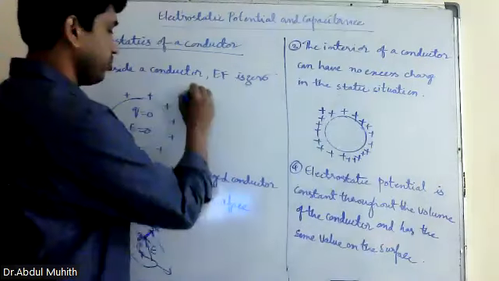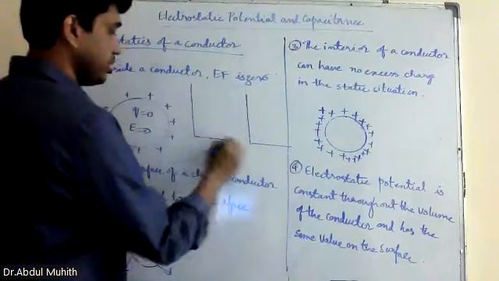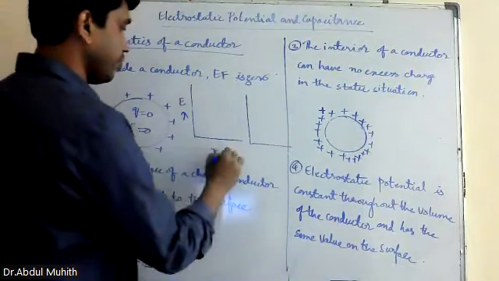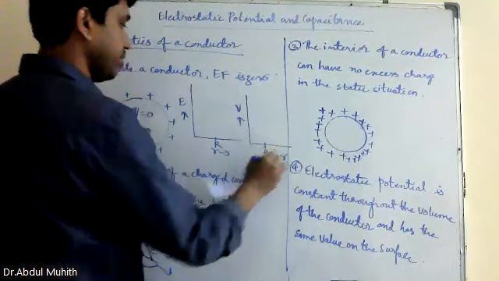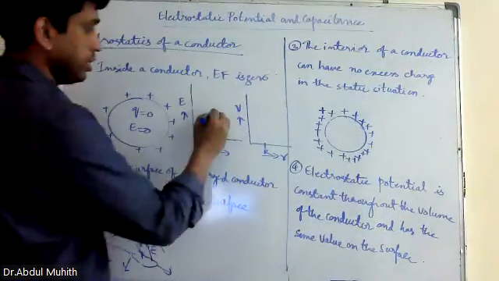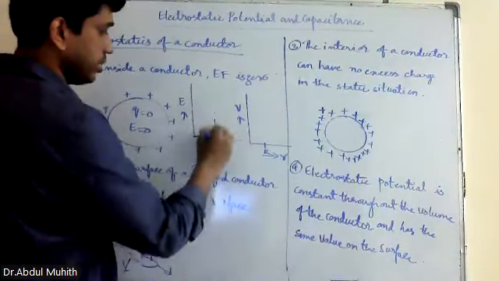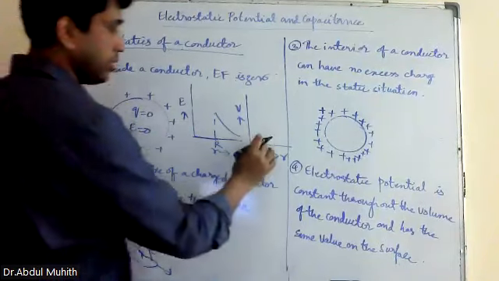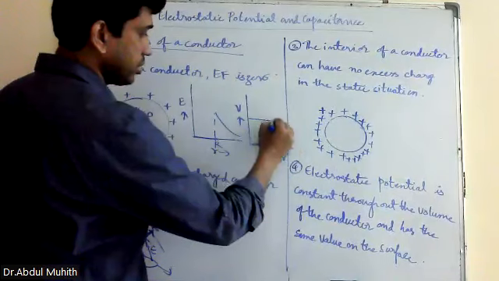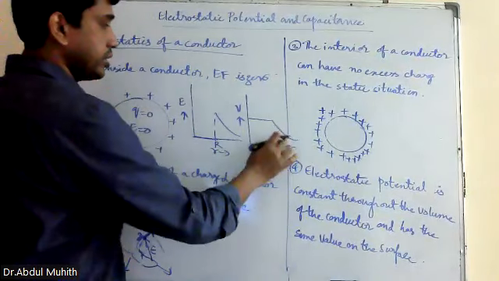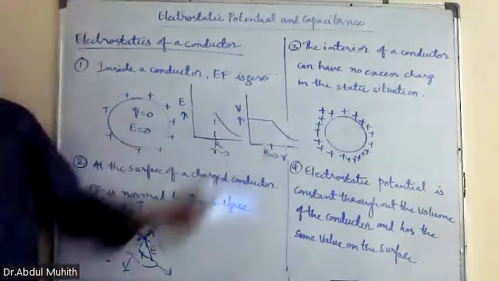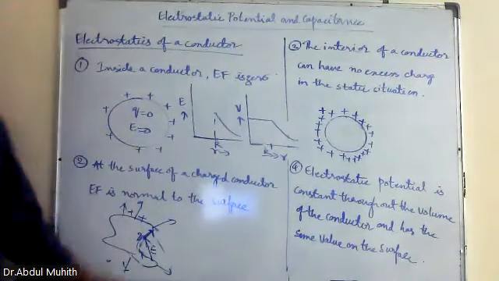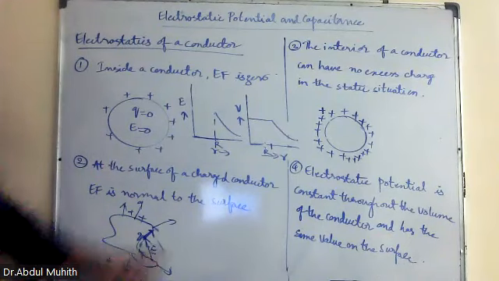Suppose there are two graphs. What is the first one? The electric field versus distance graph, and the second one is the electric potential versus distance graph. If you see this carefully, the electric field is constant here and it decreases like this. But in the potential graph, it is constant and then comes down. Is that clear? So this is the electric field versus distance graph and this is the potential versus distance graph. This is about the fourth point. This graph can come in the exam.